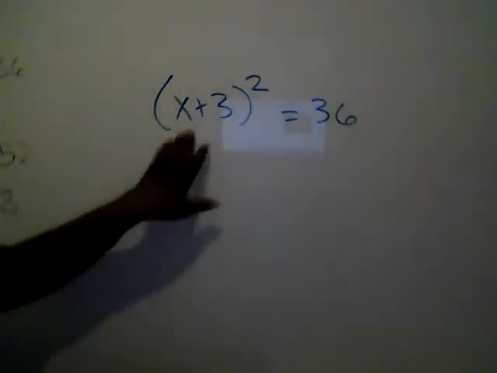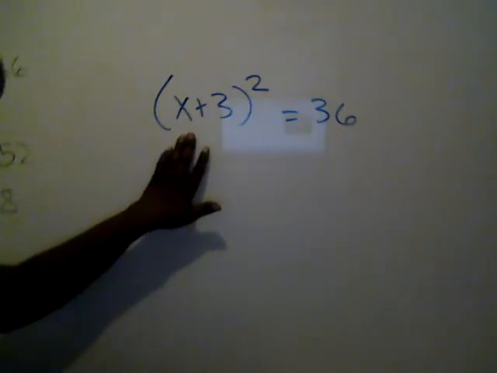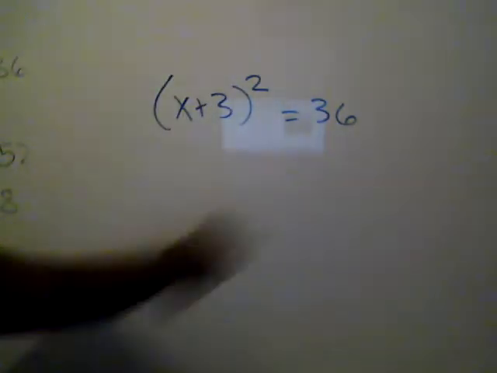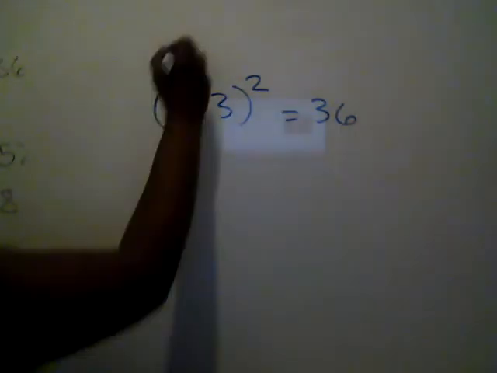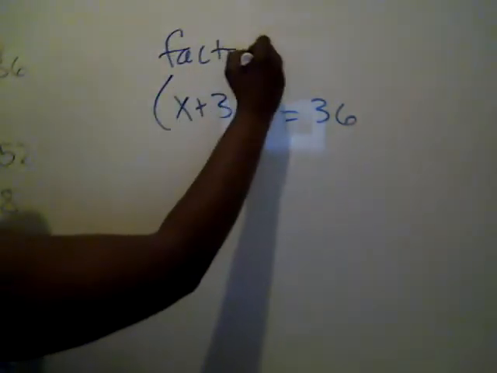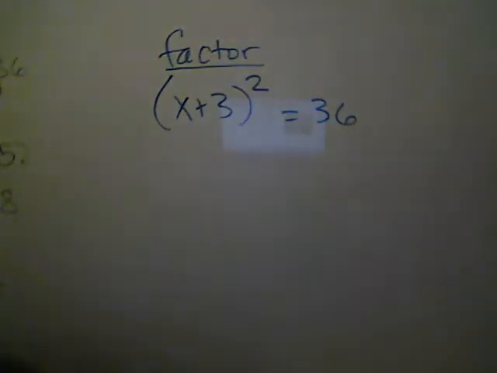Okay, we know that this is in vertex form, so we usually would want to square root both sides. But let's say the directions say to factor. So they don't want you to actually use the vertex square root method. They want you to factor. Well, how are we supposed to factor that?